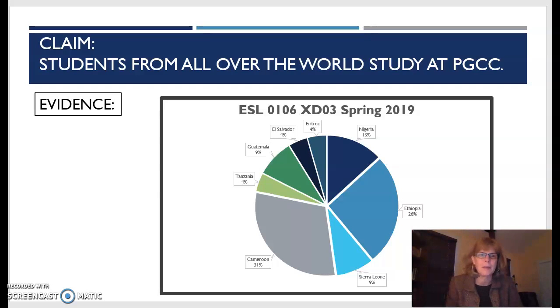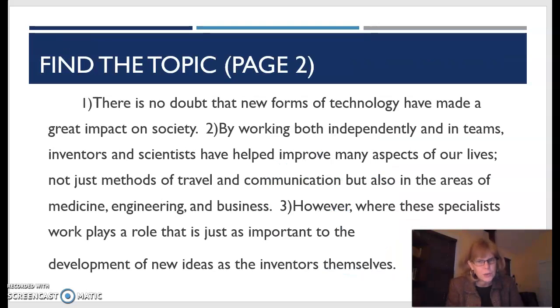Let's look at another example, and this time it's from your book. So look again on page 2, and they give us a few paragraphs. I see that they've put numbers by each sentence. I think there's 5 paragraphs. We're going to look at the first paragraph. It's here. I typed it up.